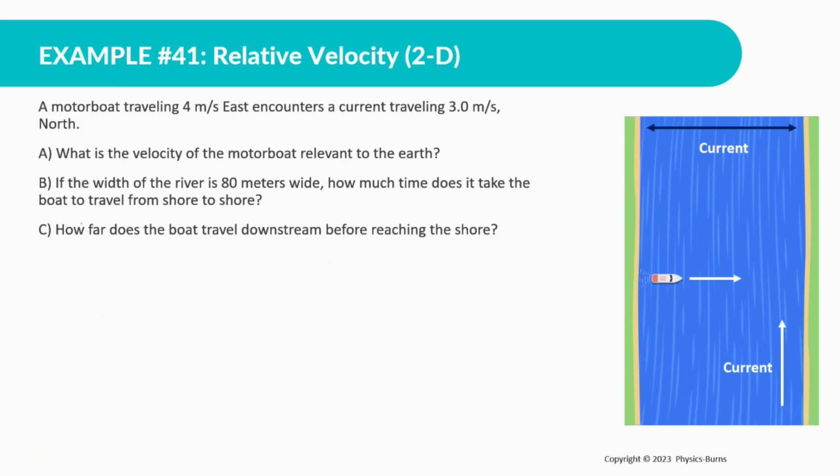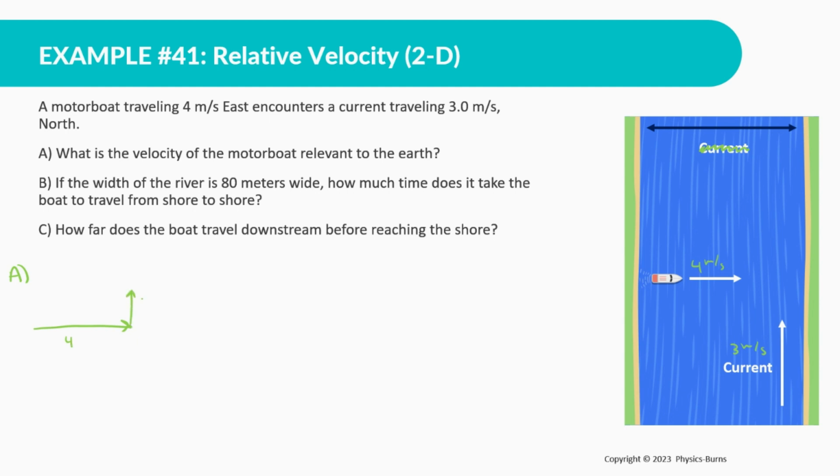All right, so let's look at this example 41. A motorboat traveling 4 meters per second east encounters a current traveling 3 meters per second north. I'm not sure why this says current over here. Okay. What is the velocity of a motorboat relative to the Earth? Okay, so pretty similar. I'm going to go through this one a lot quicker than the last one. Just because last one I took a long time, and I'm hoping that, one, you pause it and you're doing this on your own first, but two, I've already talked about this, so look at the last one if you want more of an explanation. So the motorboat is going 4 meters per second east.